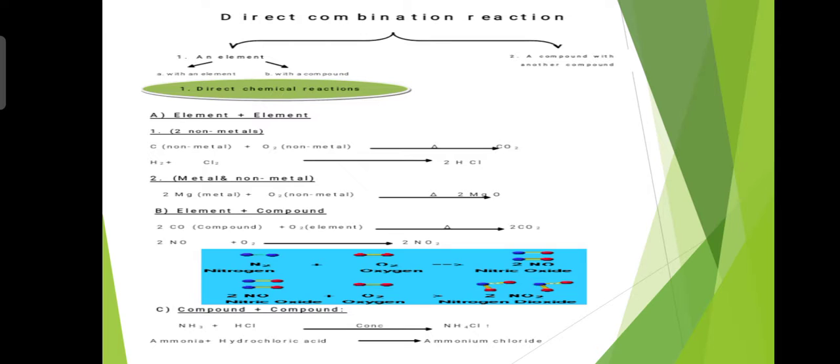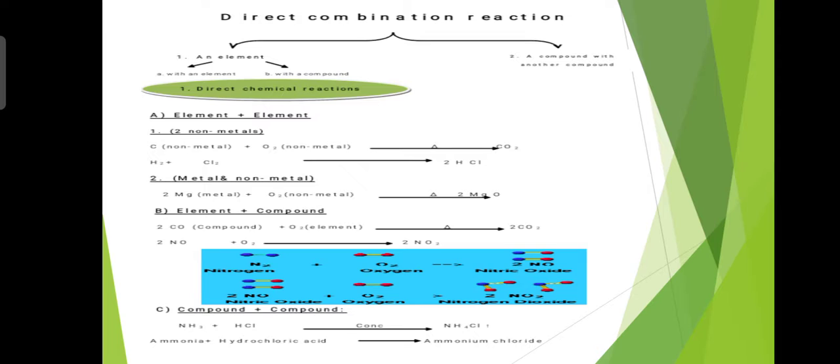Number two, metal with nonmetal. Metal like magnesium, while nonmetal like oxygen, produces 2MgO. The second type is element with compound. Compound like carbon monoxide, CO, reacts with oxygen O2 to produce CO2. So the equation, after balancing, is 2CO plus O2 by heat produces 2CO2.